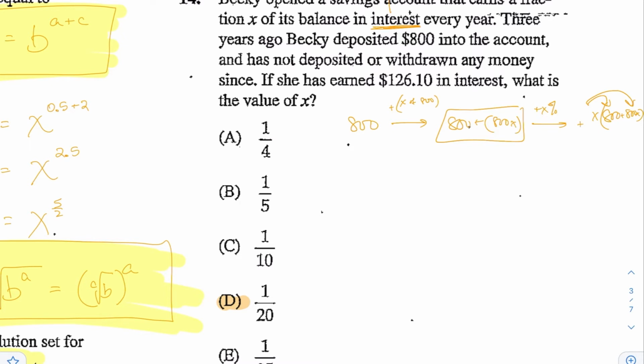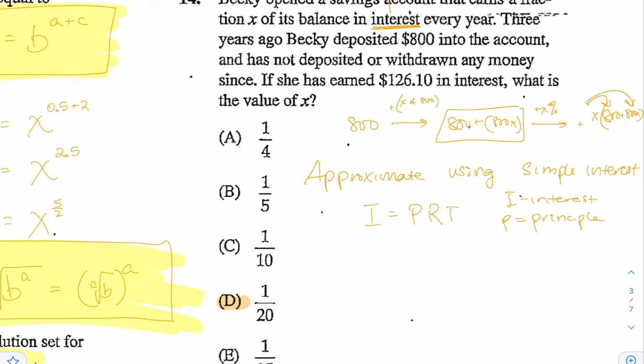So we can actually model this, just approximate it, using what's called simple interest. And for simple interest, the formula is I equals PRT. So I is interest, P is principal, the starting money, R is the rate, the interest rate, and this is a decimal, and T is the time in years.